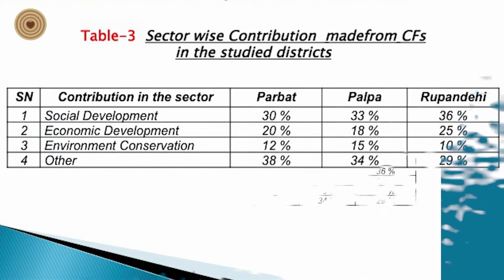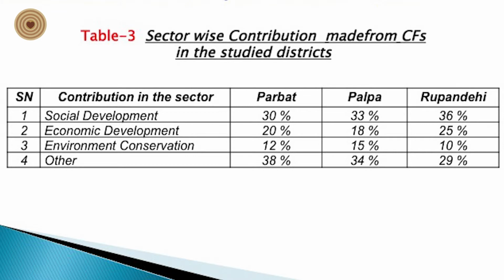As contribution from the community forest, the contribution found in the social development sector is 30% in Parbat district, 33% in Palpa district, 36% in Rupandehi district. Economic development in Parbat 20%, Palpa 18% and Rupandehi 25%. Environmental conservation in Parbat 12%, Palpa 15% and Rupandehi 10%. Other contribution 38% in Parbat, 34% in Palpa and 29% in Rupandehi. Here is the graph.